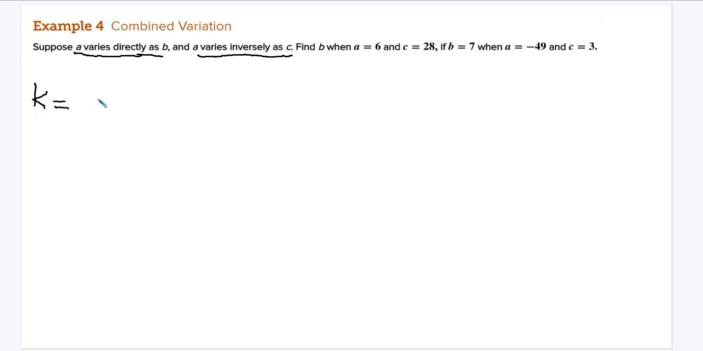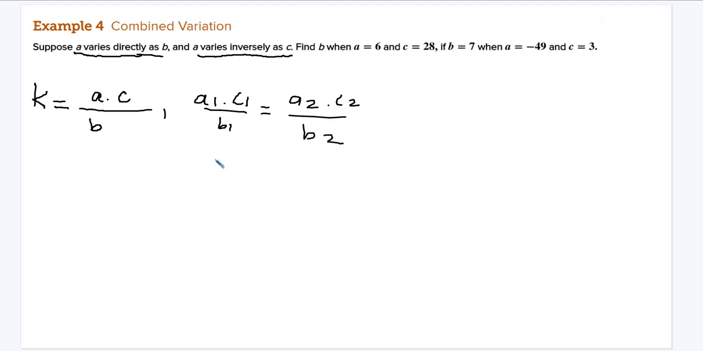If it varies directly, remember how we say it should be A over B. And A varies inversely this time, as we said, it should be next to it like A times C here. Okay, when you say K is equal to the constant, the fixed, equal to A times C over B, inverse and direct. That's going to be our formula. So in this case, A1 times C1 over B1 should be equal to A2 times C2 over B2. That's it.